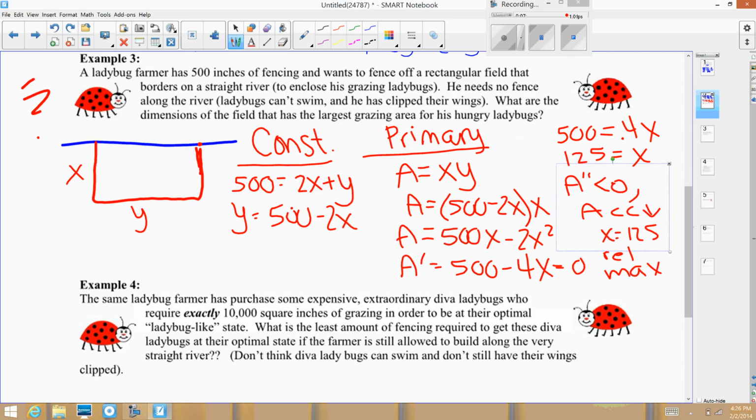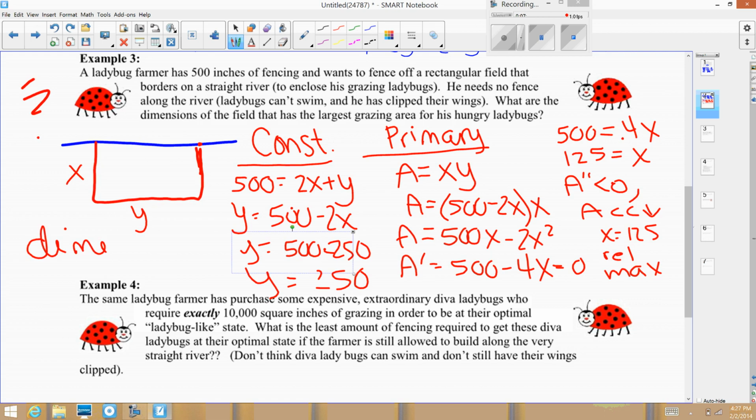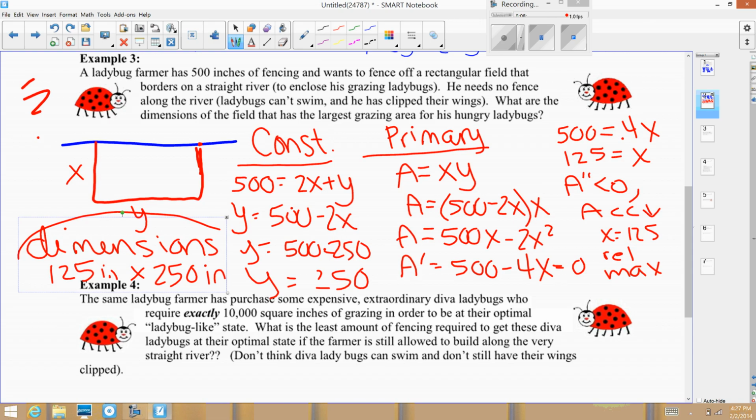Okay, so let's find y. Y equals 500 minus 250. So y is 250. So the dimensions that we want are going to be 125 inches by 250 inches, and the 250 is along the river.